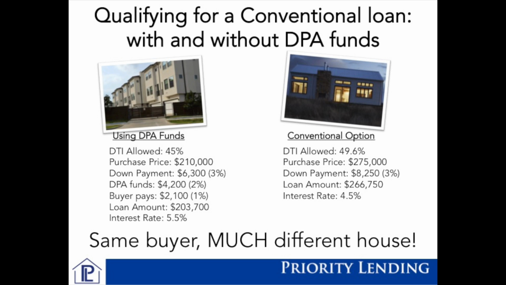In this next example, we're looking at a conventional loan. A conventional loan requires a higher credit score, so it has a slightly lower down payment requirement. The person in this example has a credit score of 740 but makes the same amount in income with the same amount of debts as the other person. If she were to apply for a conventional loan and use the DPA funds for part of her down payment, she would qualify to purchase a $210,000 home. Without the DPA funds, she could qualify for a $275,000 home.